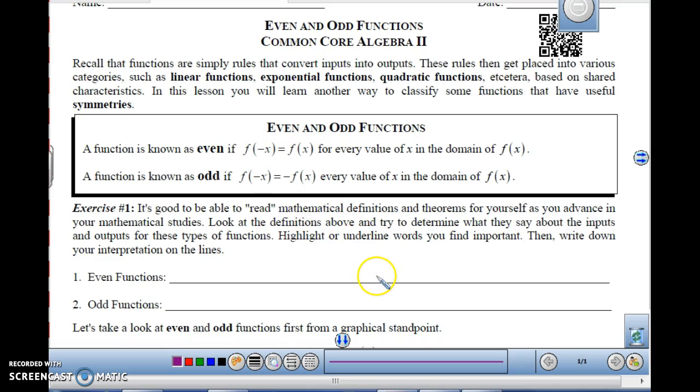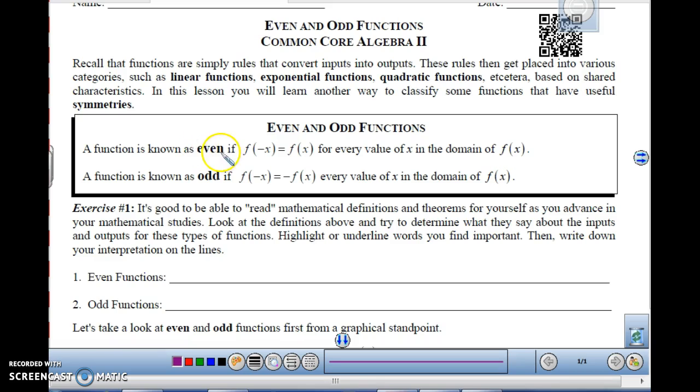Okay, so what we're going to look at are even and odd functions. Now, these are the formal definitions of even and odd. A function is known as even if f of negative x equals f of x for every value of x in the domain of f of x. And a function is known as odd if f of negative x equals negative f of x for every value of x in the domain of f of x. Now, that looks kind of confusing. All right, now let's see if we can break this down and describe what this means.